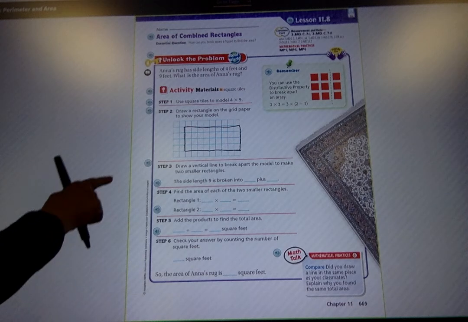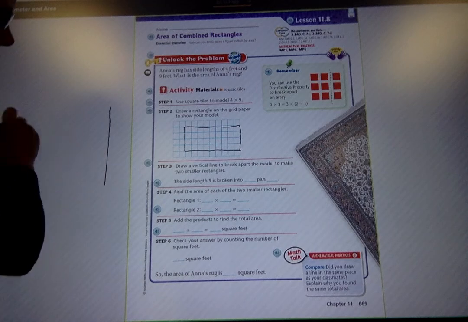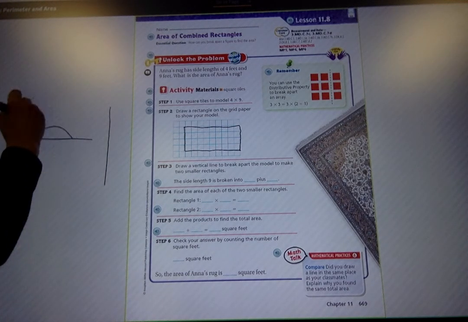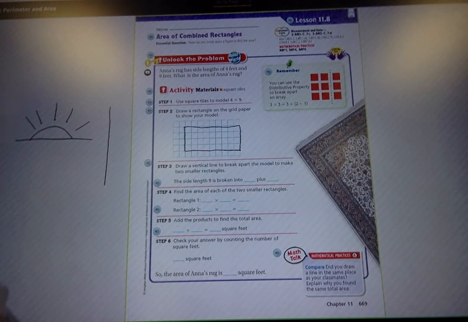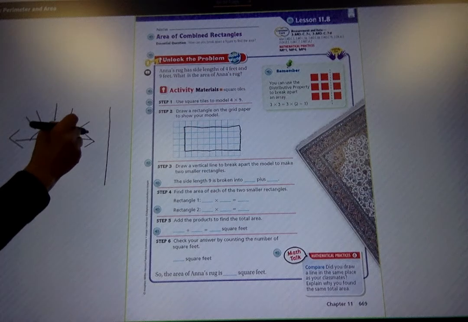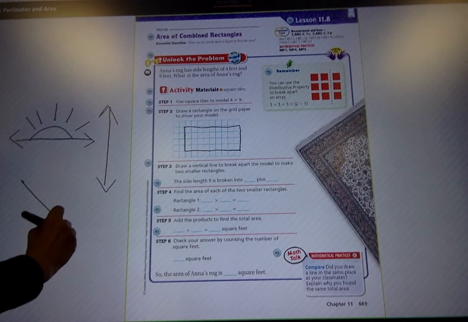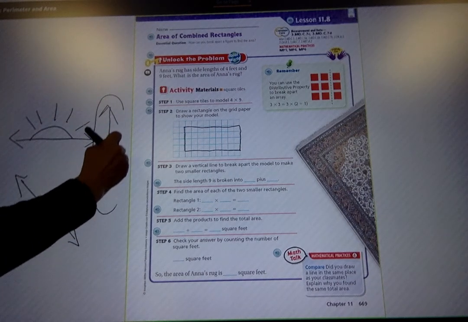Now it says draw a vertical. Vertical is up and down. Horizontal goes this way. So think about the horizon. The sun is rising or setting on the horizon. That's a horizontal line. The vertical line is up and down. And then we have diagonal, which is at a slant. So this is what we want to look at.